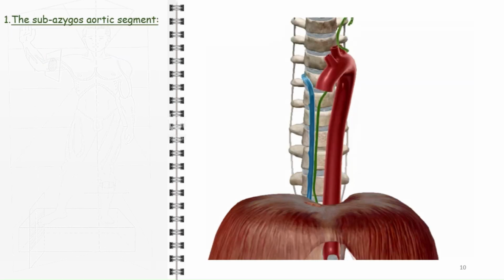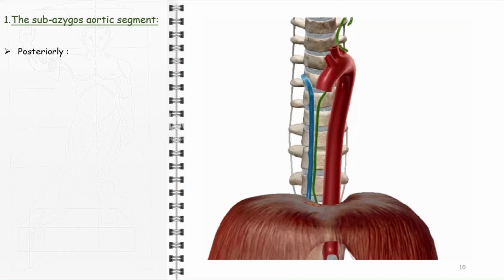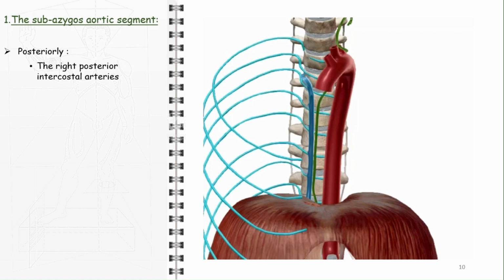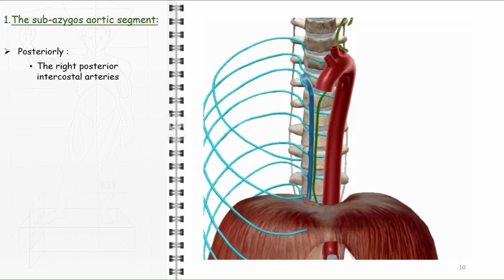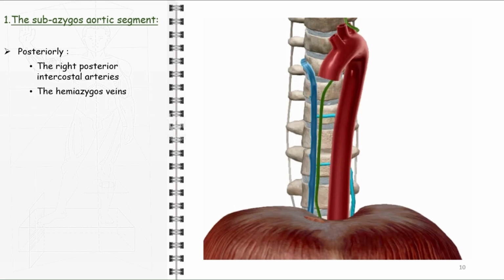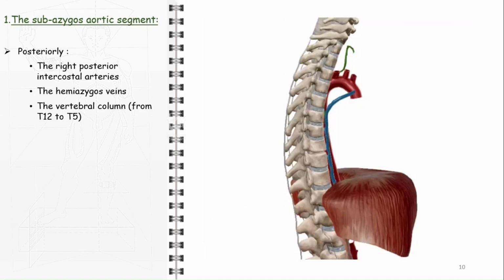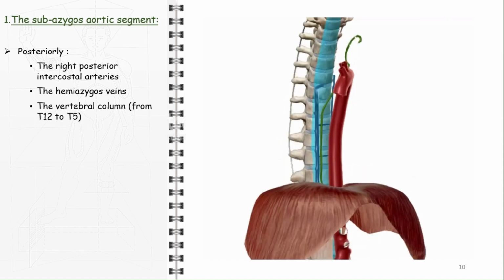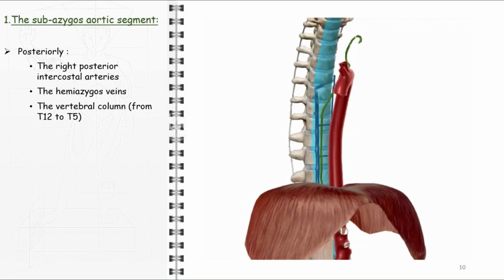The anatomical relations of the subazygous aortic segment are the following. Posteriorly, the right posterior intercostal arteries. The hemiazygous veins, which cross transversely to drain into the azygous vein. Further back, the vertebral column from T12 to T5, covered by the anterior longitudinal ligament.